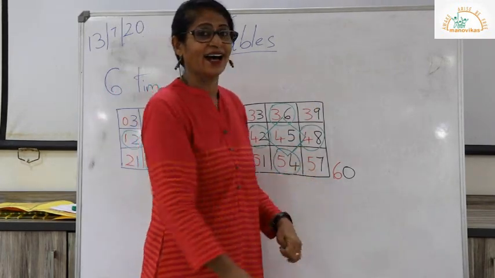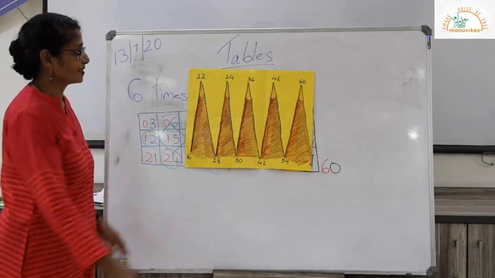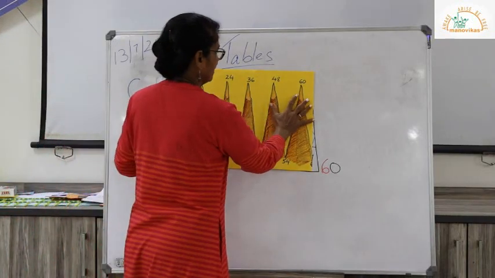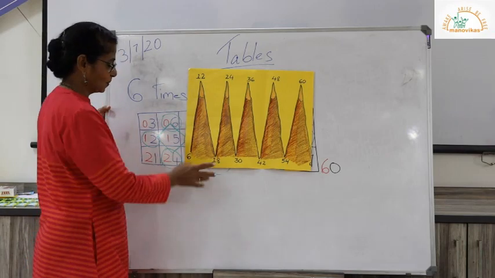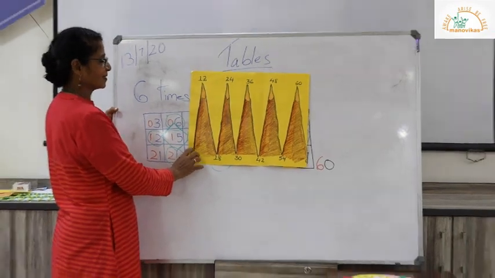And 6 10s are 60. I've written the 6 times table. So let's climb the mountain. Go up the mountain and come down the mountain. It is here. 6 1s are 6.